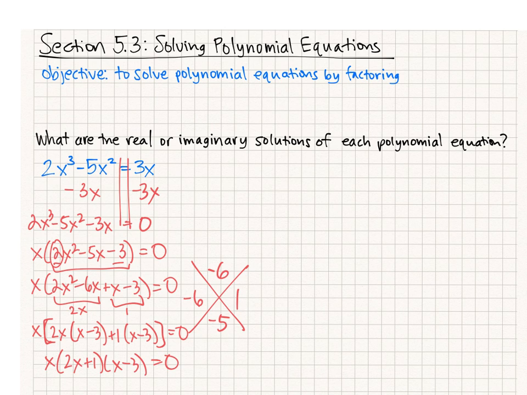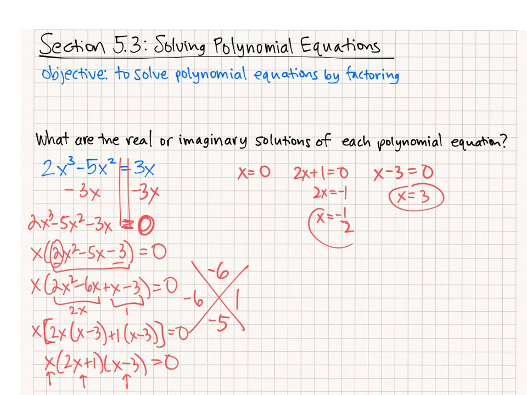So that's how we factor this. And it's important to get this one side 0. Then you can just factor. So then let's set each factor to 0. x equals 0, that's a factor. 2x plus 1 equals 0, this is a factor. And then this last factor, x minus 3 equals 0. And then just solve. So 2x equals negative 1, x equals negative 1/2, and then x equals 3.